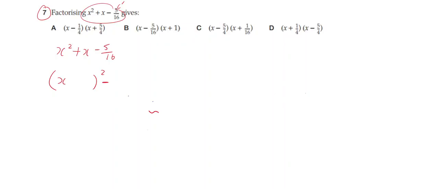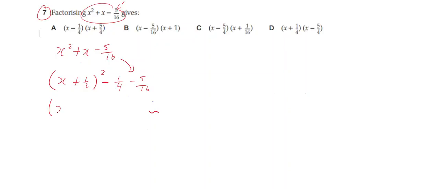Now what I'm going to do is look at what my middle coefficient of x is, which is 1. I'm going to halve it. So half of positive 1 is positive a half. I'm going to square the half. So the square of a half is a quarter. And I'm going to drop the negative 5 over 16 over here.